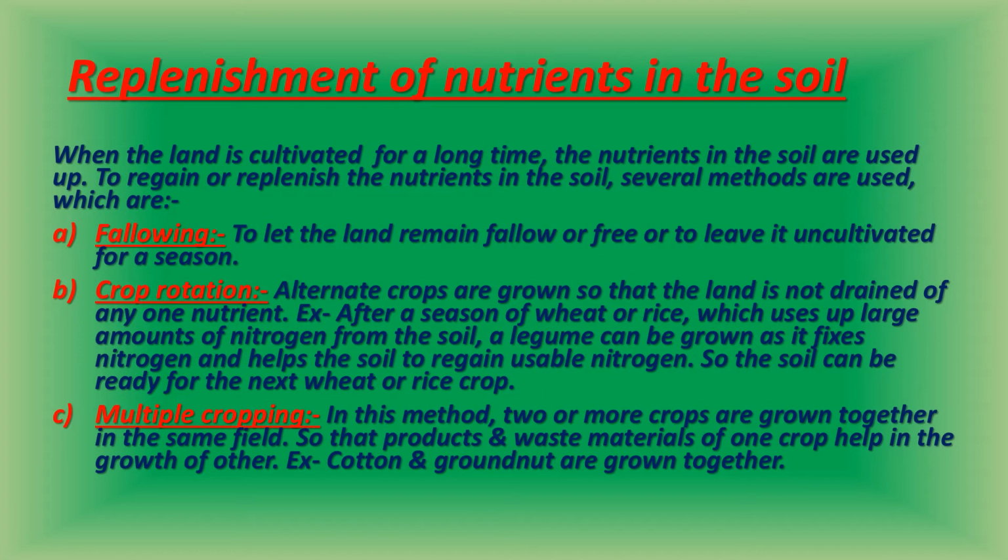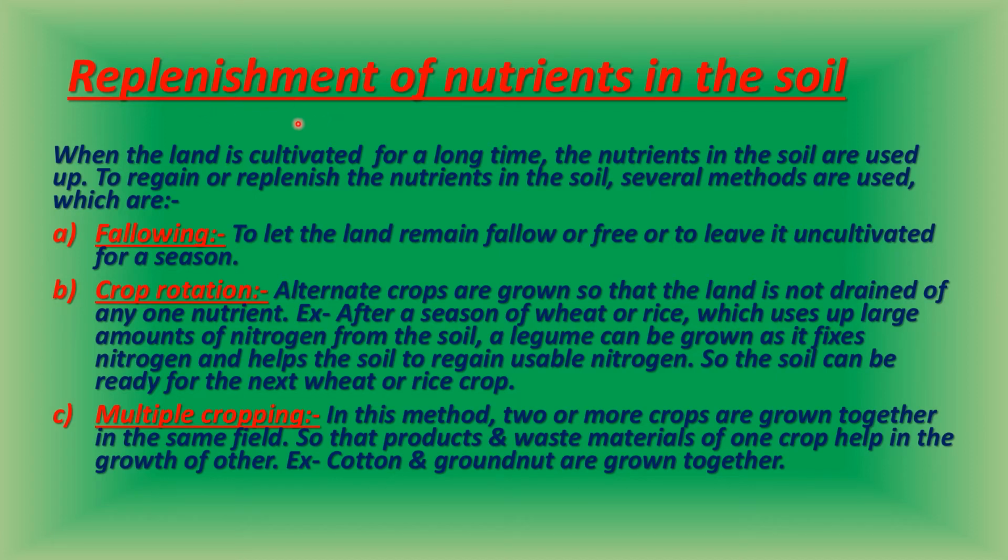Next is replenishment of nutrients in the soil. Replenishment means regain, reabsorb. If the nutrients are already destroyed or finished from the soil or decreased in the soil, what are the ways by which we can gain the nutrients in the soil again, so that the fertility of the soil can increase and we can further grow certain plants or crops or seeds into that soil so that we can get good yield? So how can we regain the nutrients in the soil?